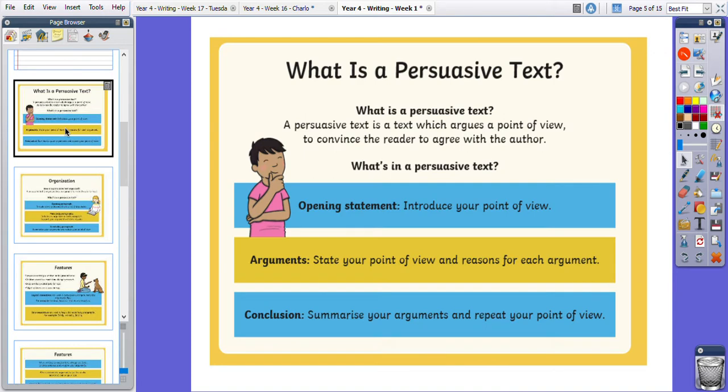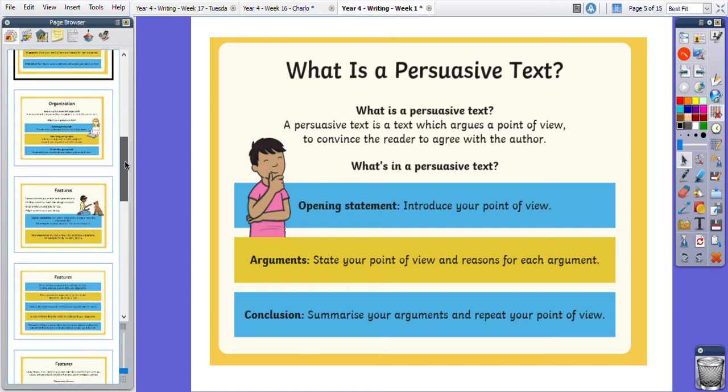Okay. What is a persuasive text? So we've already talked about this in class or you've read about it at home. So persuasive text is a text which argues a point of view. So our point of view is that Mr. Arable should save the runt pig Wilbur. And we are convincing the reader to agree with us. So we have an opening statement, our introduction, we have our main arguments which are our middle paragraphs, and we have our conclusion which summarises. So that's your Viper's summary skill that you learn in your reading lessons.